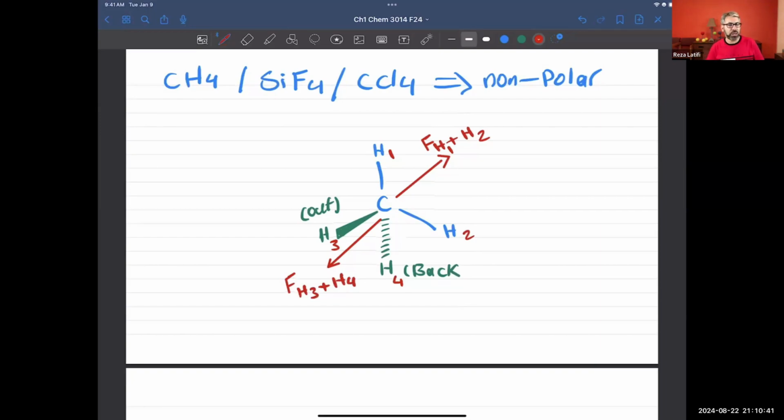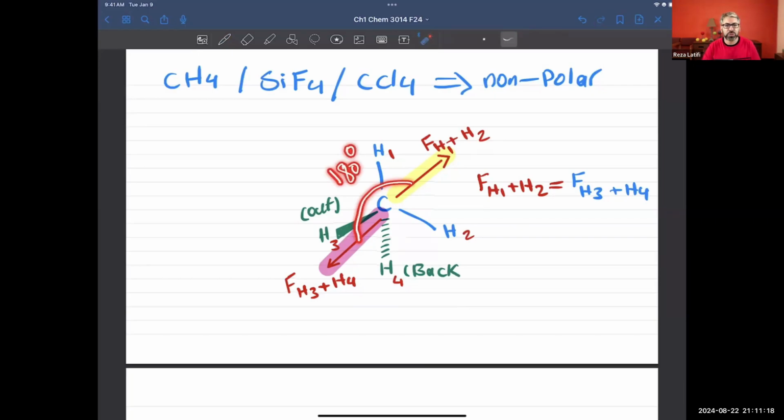Okay, I have 4 hydrogens. They are identical. In that case, you're going to say this force is identical to that force, and they are 180 degrees far from each other. So you're going to say F for hydrogen 1 plus hydrogen 2 is equal to force of hydrogen number 3 plus hydrogen number 4. Because they are identical, when you add them, they will cancel each other. Or another way, because the bond angle between them is 180 degrees, those two forces will cancel each other. So anytime you have a tetrahedral and 4 identical elements are attached to the central atom, it will be nonpolar.